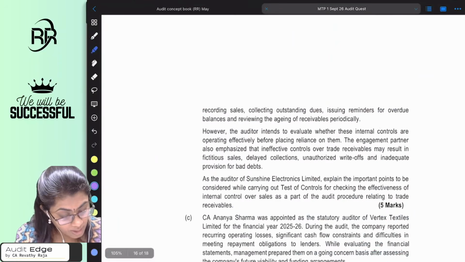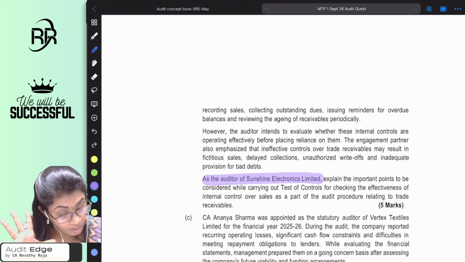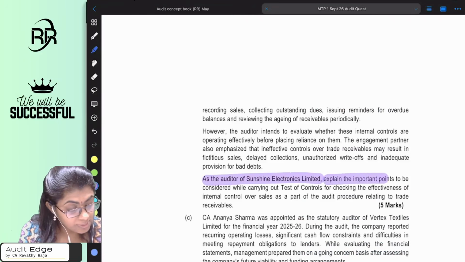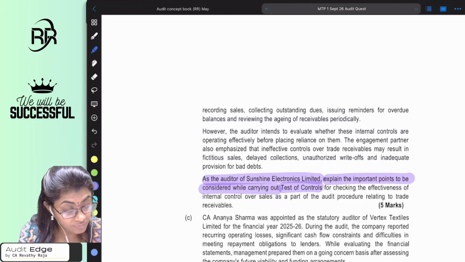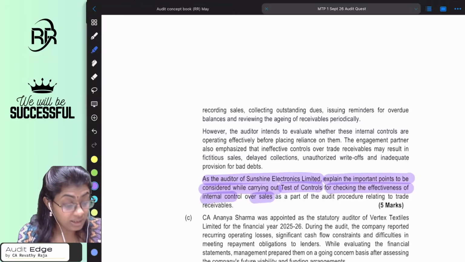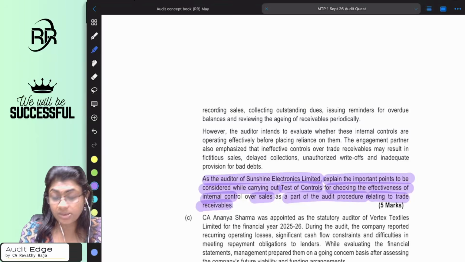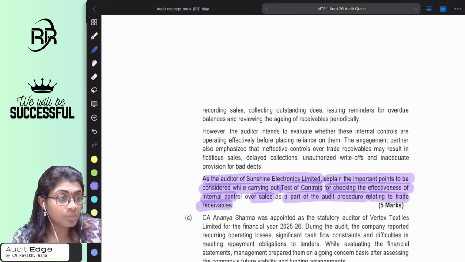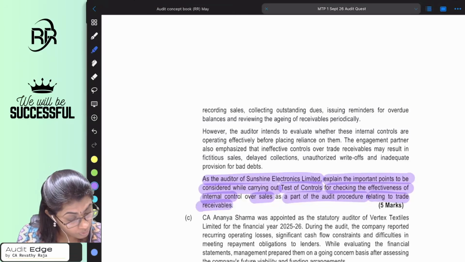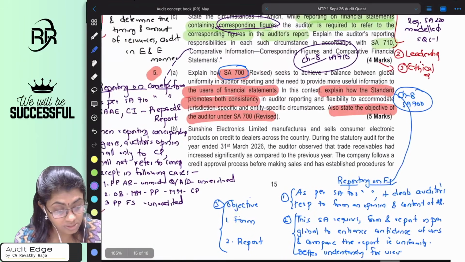As the auditor of Sunshine Electronics Limited, explain the important points to be considered while carrying out test of controls for the effectiveness of internal control over sales as a part of procedures relating to trade receivables. So this is a very specific question. Internal control with respect to sales as a part of the trade receivables.